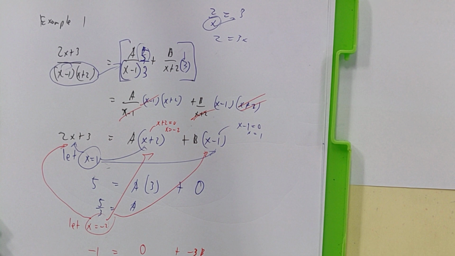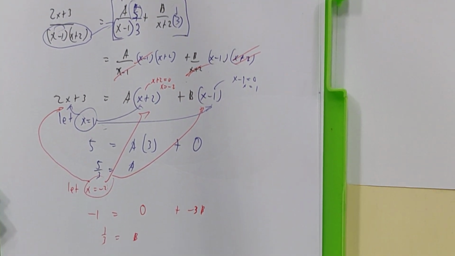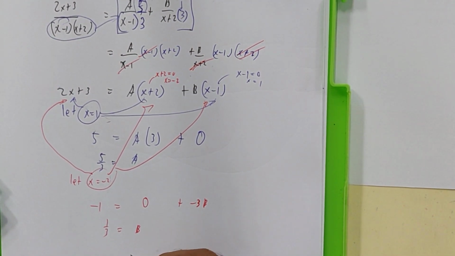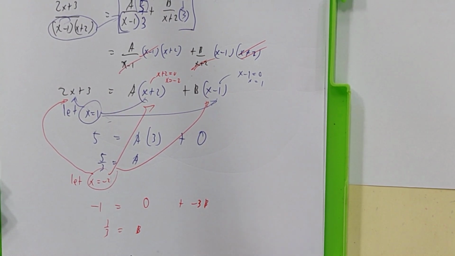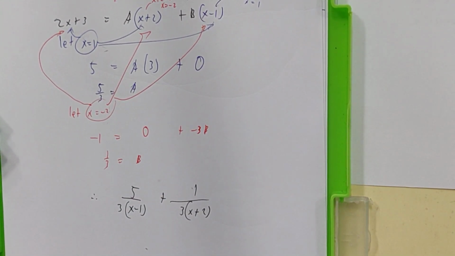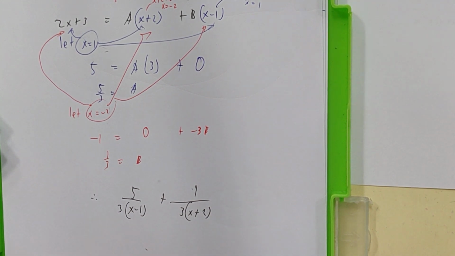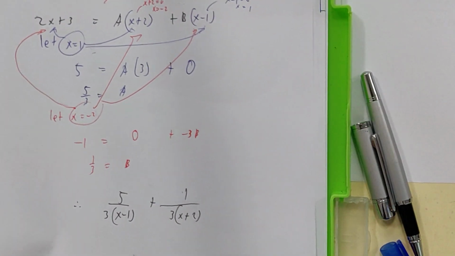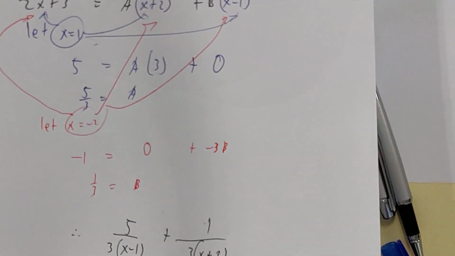So yeah, the whole thing, we can write it back as 5 over 3 times x minus 1, plus 1 over 3 times x plus 2. Sorry. Are you okay? Okay. Okay, moving on. Next example is repeated.